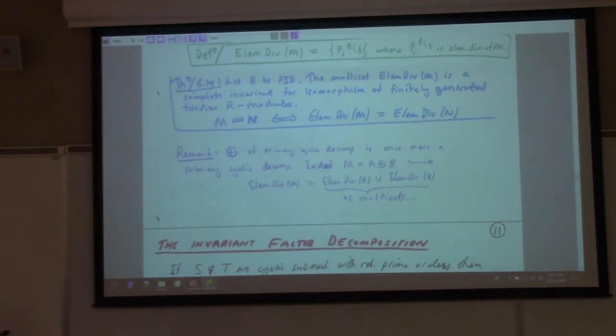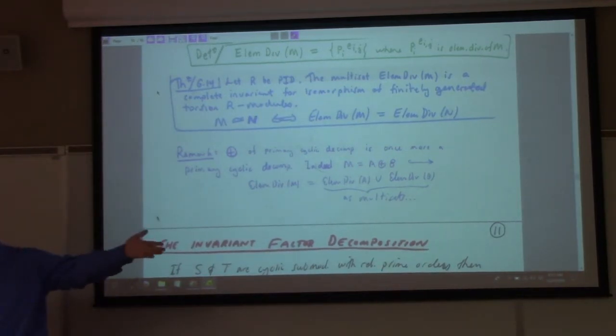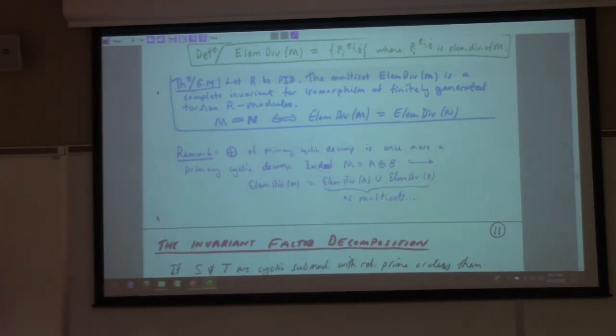So here, the direct sum of primary cyclic decompositions is once more a primary cyclic decomposition. Indeed, if we had the direct sum of A and B, then the elementary divisors of M are the multiset union of the elementary divisors of A and the elementary divisors of B. And you can really just see that, because saying that you have an elementary divisor decomposition of A and B is to say that it's broken up into a direct sum of these cyclic submodules. So you just look at it. You've got a list of cyclic submodules, each with an annihilator of p_i to the whatever power.